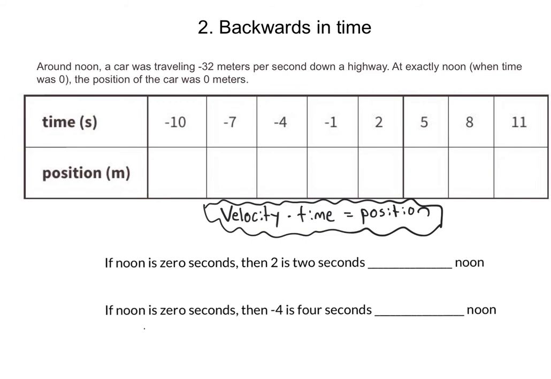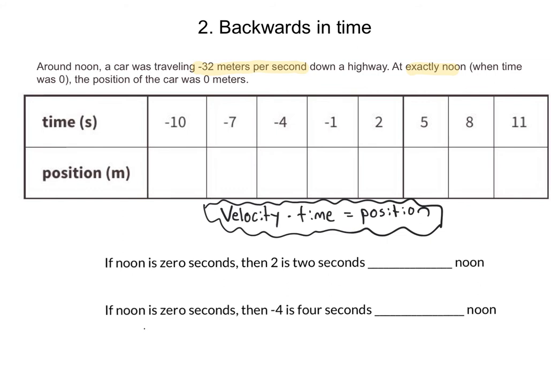Let's check out this example, which doesn't have a tidy number line, but it says around noon, a car is traveling at negative 32 meters per second. So I'm going to highlight that because there is our velocity down a highway. At exactly noon, when time was 0, the position of the car was also 0. Let's start filling this in here.